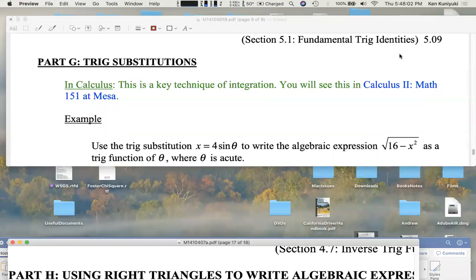Hi everyone. In 5.1, we're going to use trig substitutions for algebraic expressions and then simplify the result.